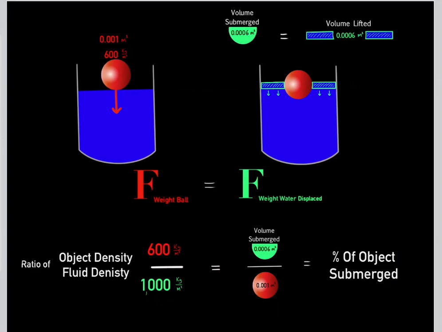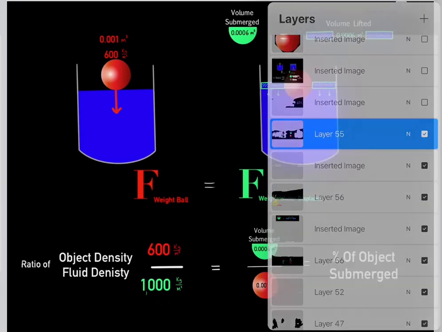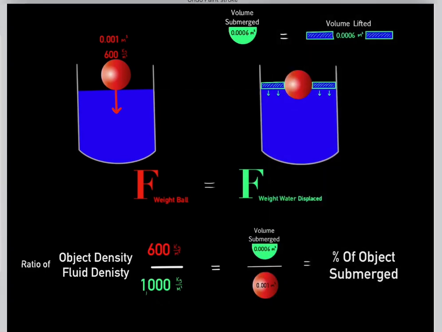I'll say that one more time. The density of the object divided by the density of the fluid that it drops in will equal the percentage of the object that will be submerged. In this example, 60% of the object will be submerged because this is the volume of the object that's been submerged, and this is the total volume. This is the total volume of the object.